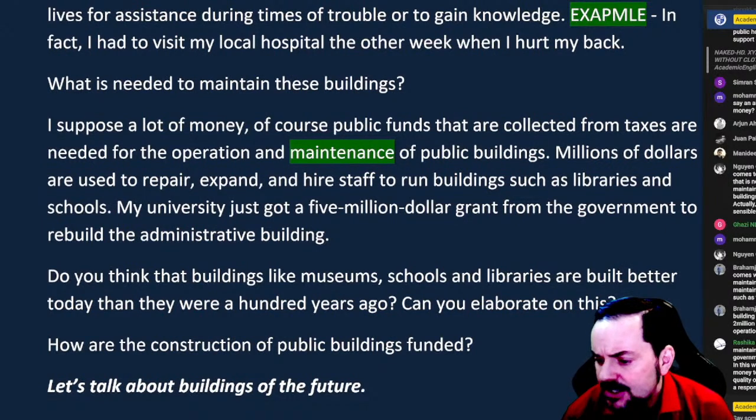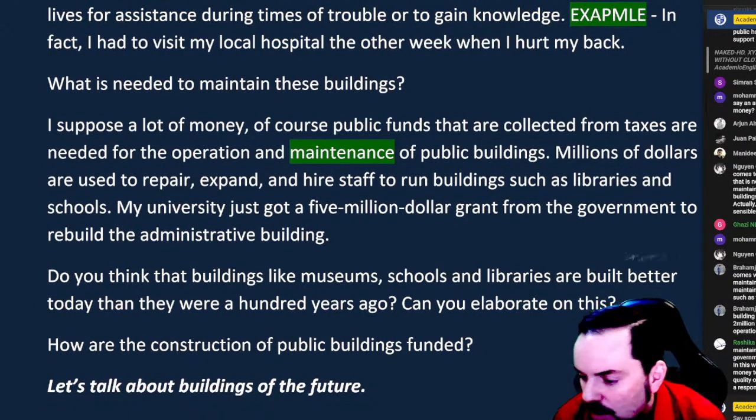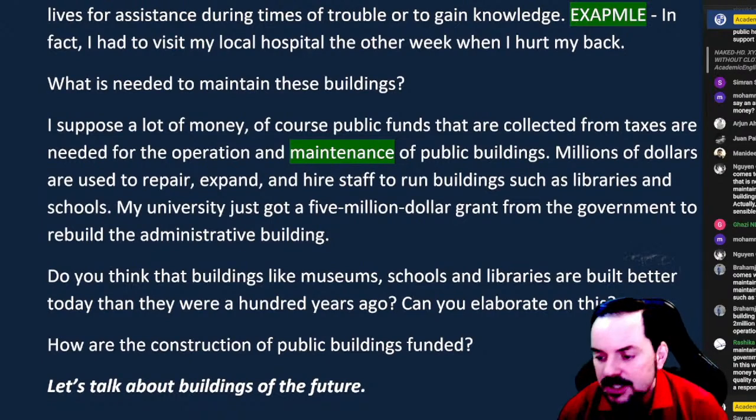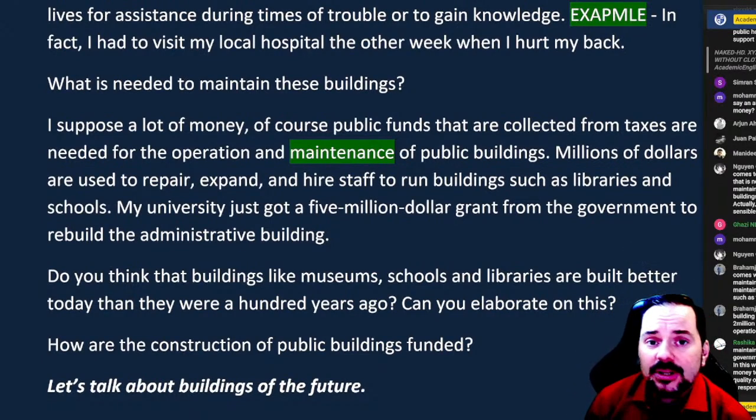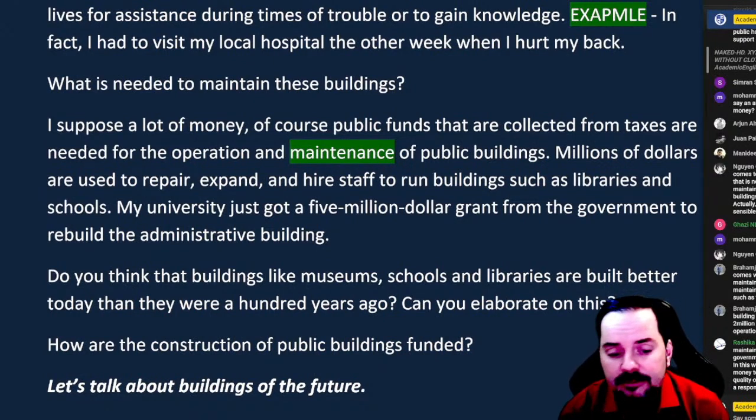Rashika says, to maintain these buildings, the government and public help is crucial. In this way, government can allocate money to repair and improve quality of services, and public have a responsibility to protect these buildings from damage. Very good, Rashika, and people actually use public funds also.